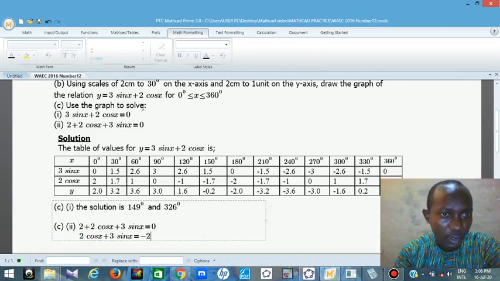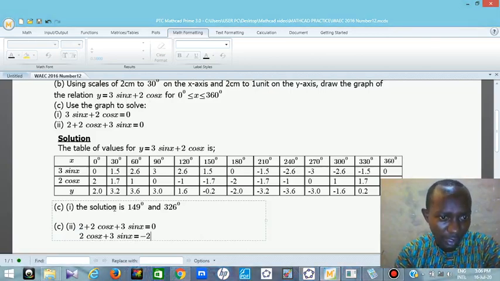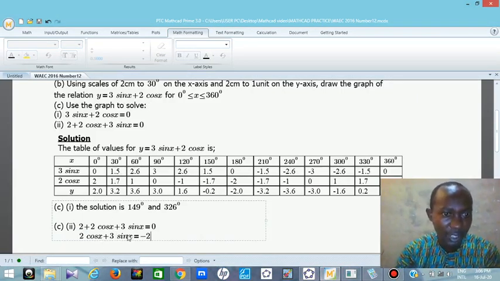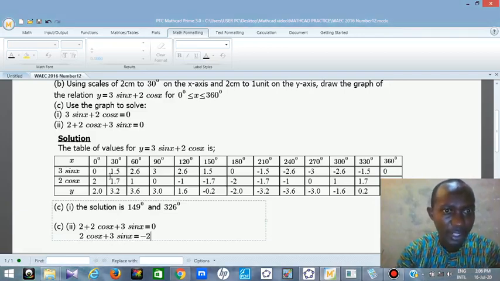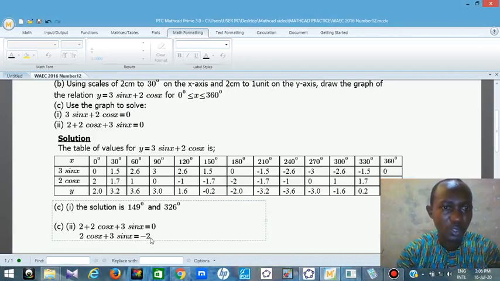If you now compare it to the graph you just plotted, the graph you plotted is 3 sin x plus 2 cos x. You can see 3 sin x plus 2 cos x. They just change the position of 3 sin x and 2 cos x to confuse some few students that don't really understand it very well. So if you are very smart, you will see that 3 sin x plus 2 cos x is the same thing as what we have here. See? So they are the same. But this time around, it's not equal to 0. It's equal to minus 2.